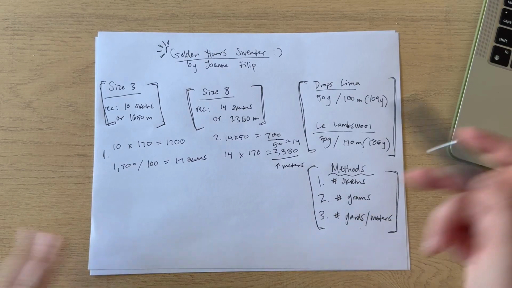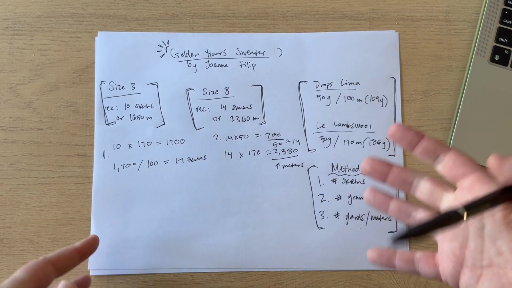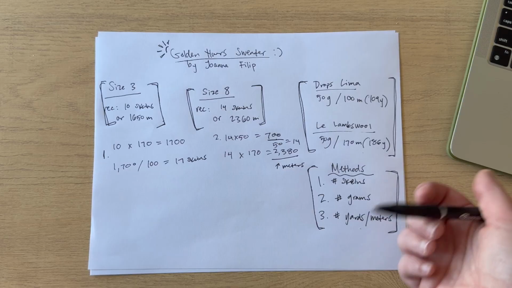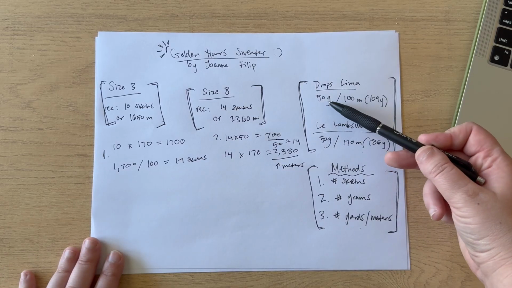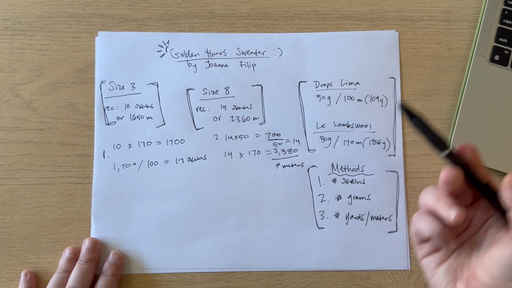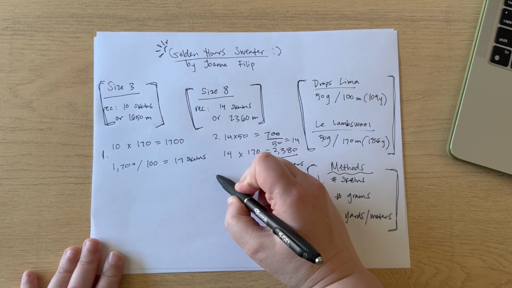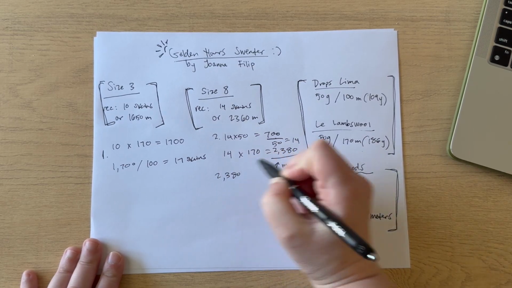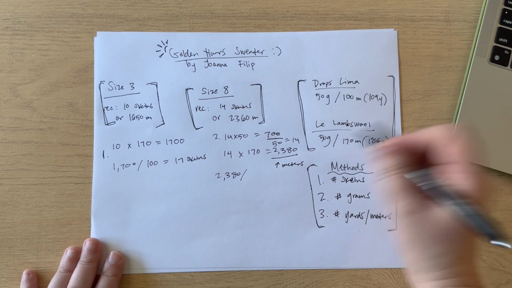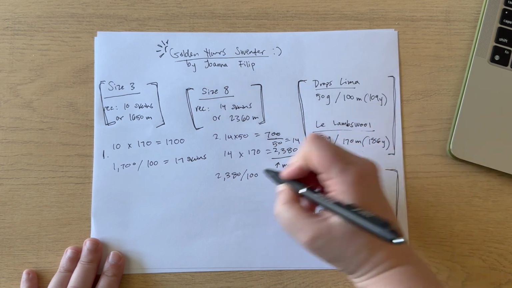So now, how can we translate that to Drops Lima if we want to still use Drops Lima, right? So here we have the information for Drops Lima. 50 grams is 100 meters. We already have the amount of meters we need. Now we just need to figure out how many skeins. So we divide that by 100.